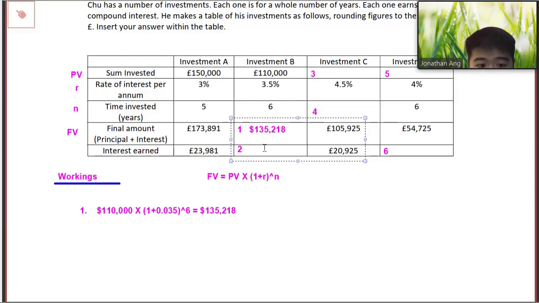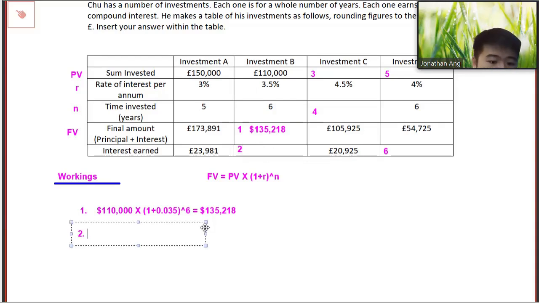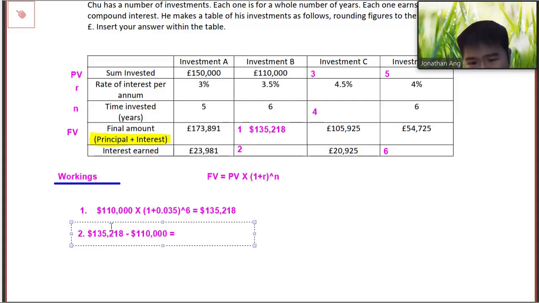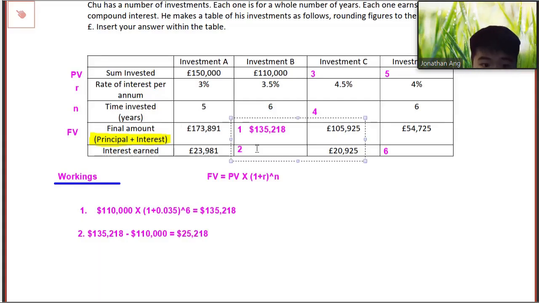Now, number 2. In working number 2, how do you calculate your interest earned? Future value is your principal plus interest. They already tell you that. You just follow: 135,218, the answer you calculated, minus away your principal amount of 110,000. That is your interest earned. Very straightforward. How much do you get? 25,218. So that's how you solve this.